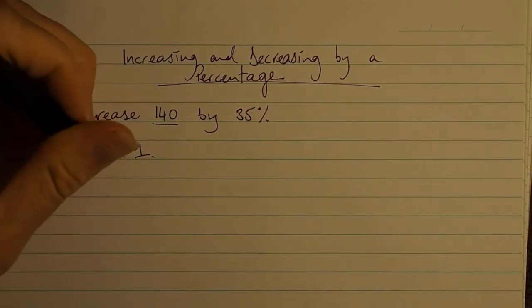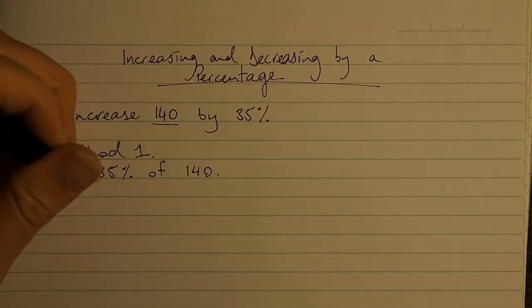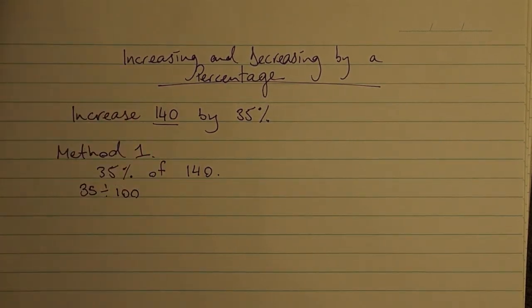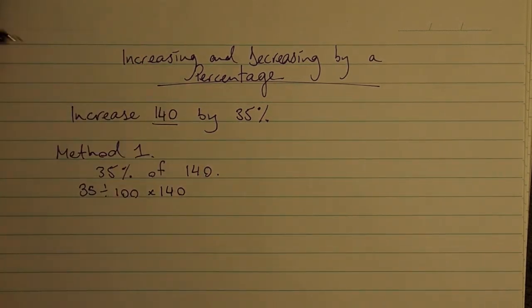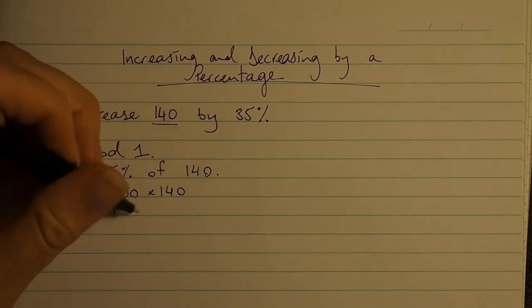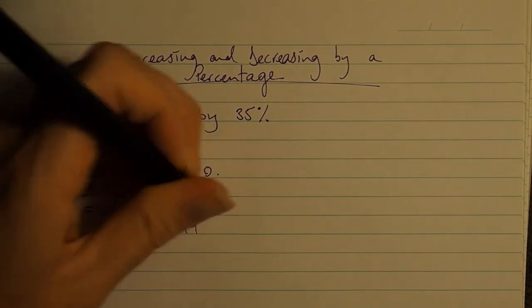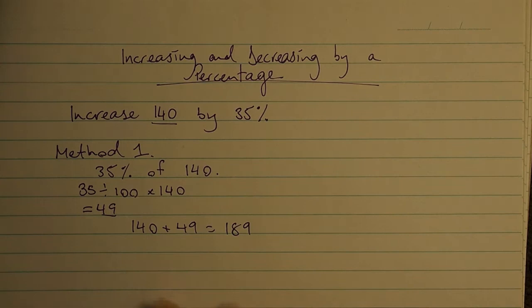So we first need to find 35% of 140, which we know we simply divide 35 by 100, which of course changes it into a decimal, and then we multiply by our quantity, which is 140. That's going to give us an answer of 49. So that's 35% of 140, but we want to increase 140 by that much. All that means is we're going to add that value of 49 onto 140. So 140 plus 49 gives us 189. So we've increased 140 by 35%.